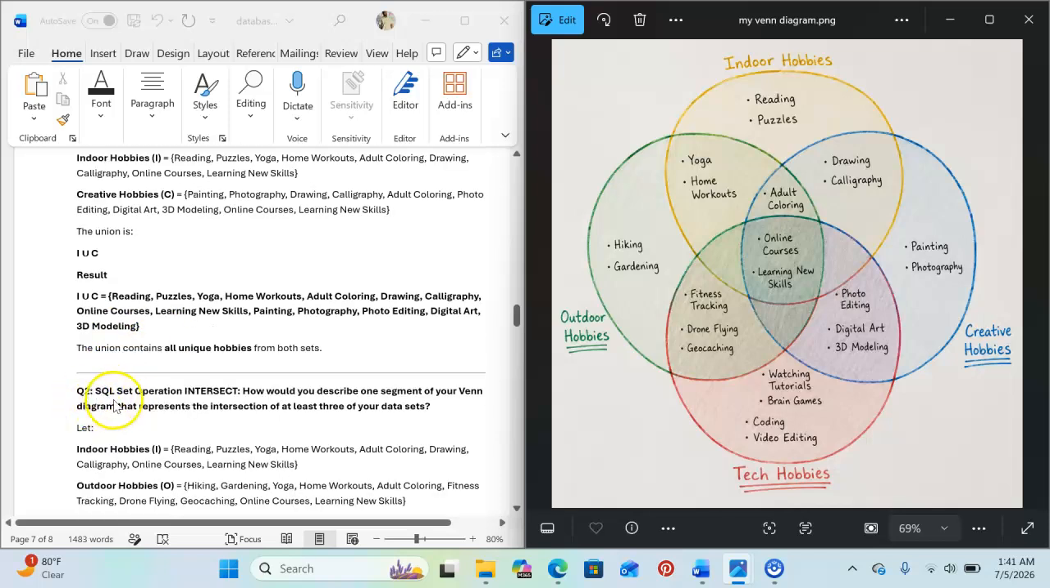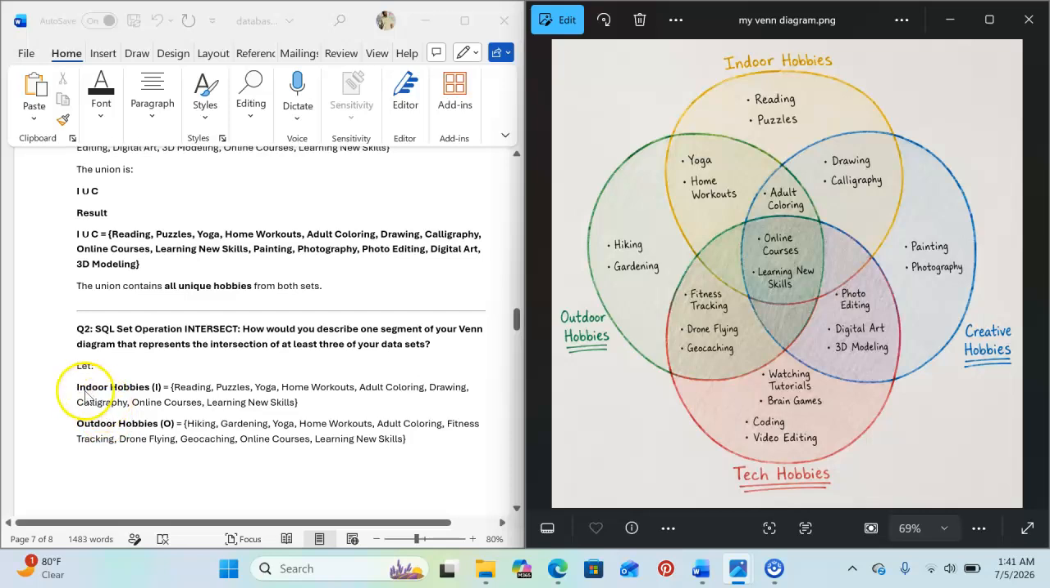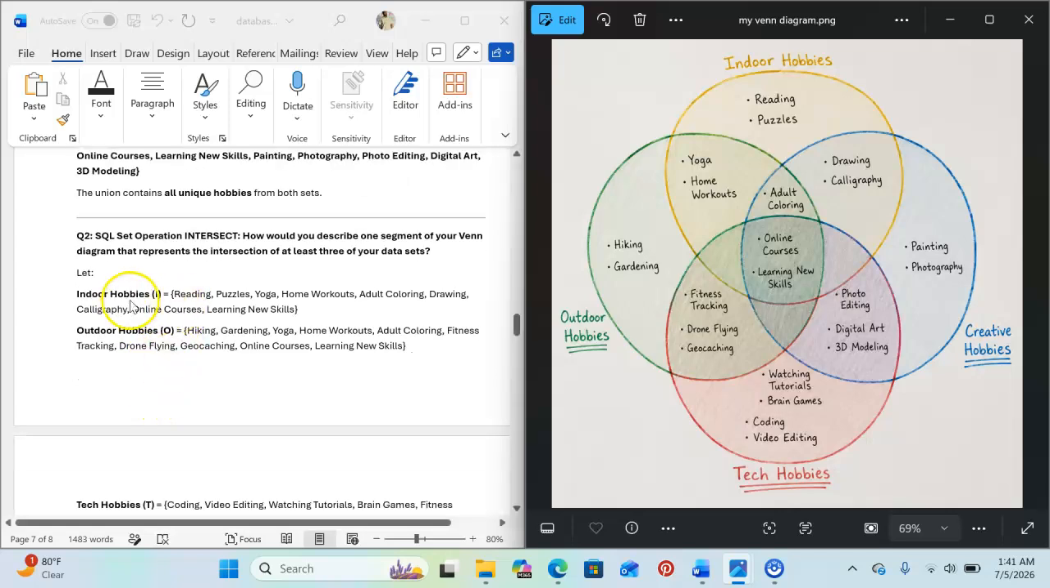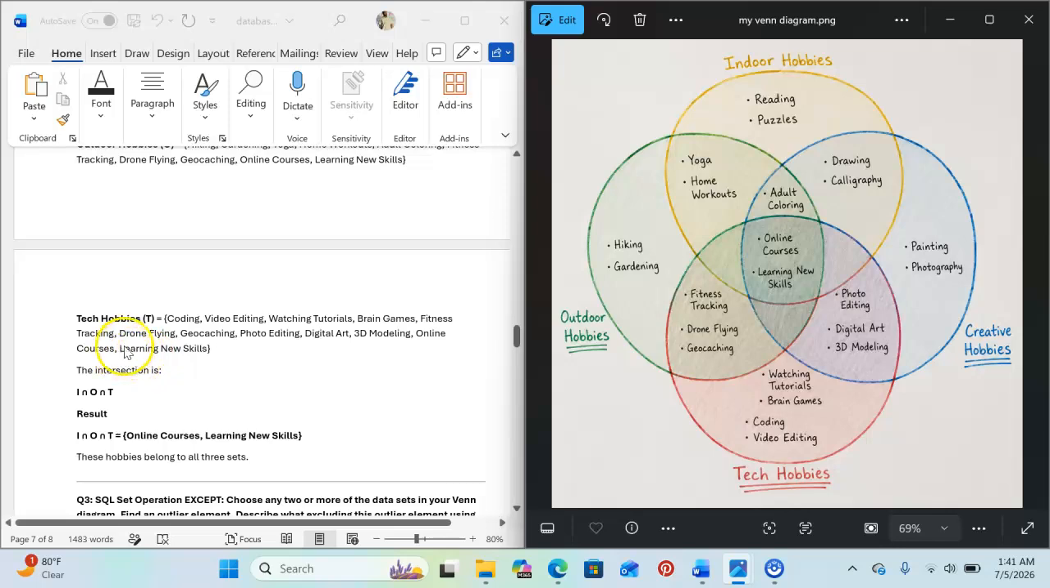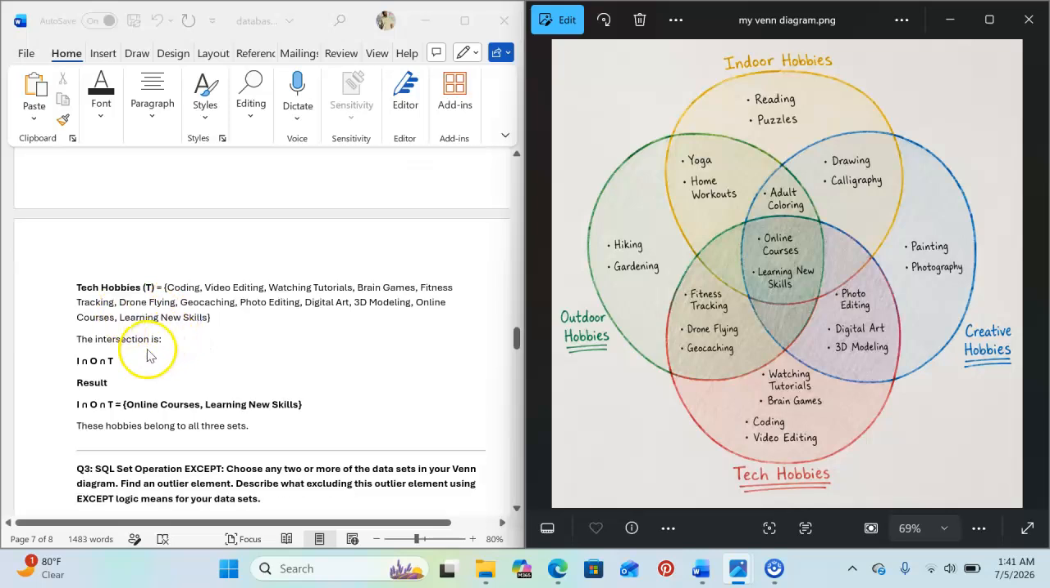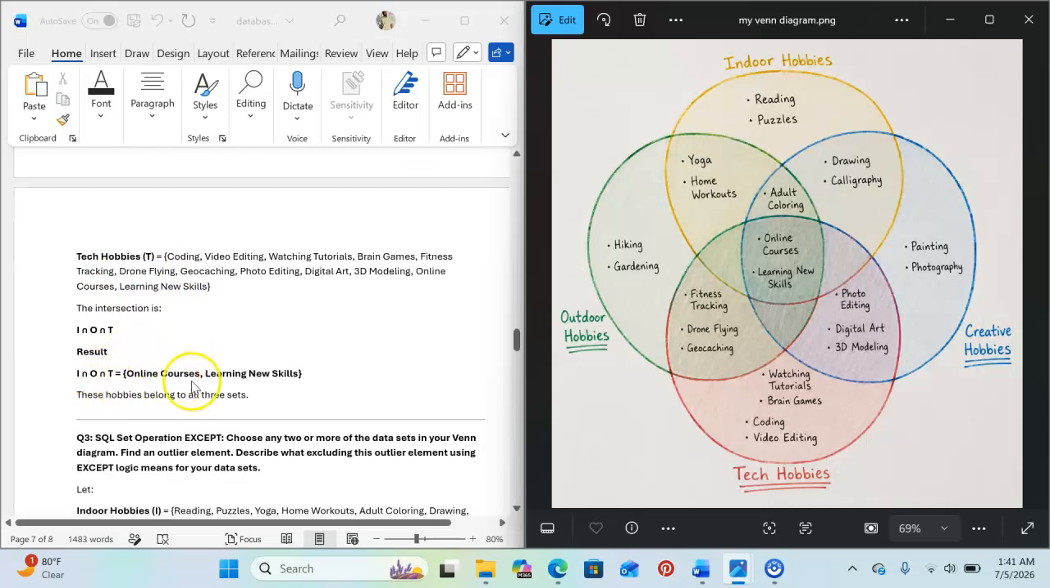And we have SQL intersection. So we go to indoors hobbies and outdoors hobbies, and we check for their members. We are looking for members who appear in indoors hobbies and also appear in outdoors hobbies. And also we have tech hobbies. We are looking for members who also appear in tech hobbies. And our result, we have online courses, learning new skills.